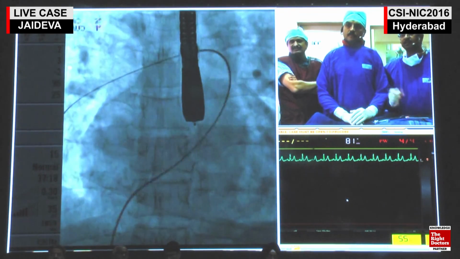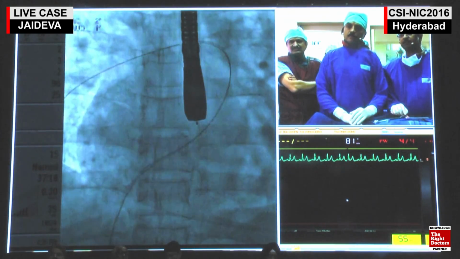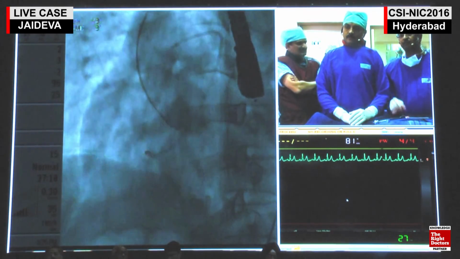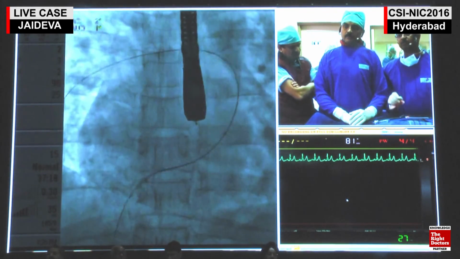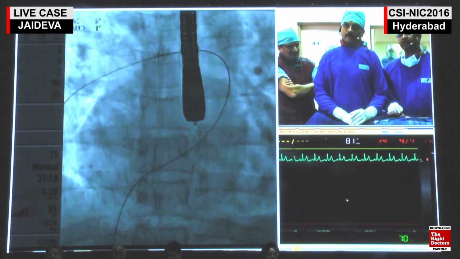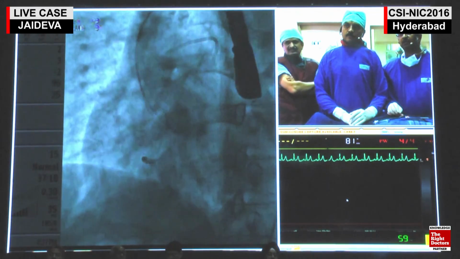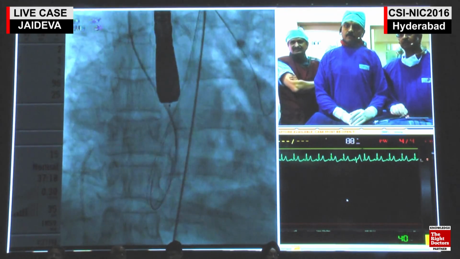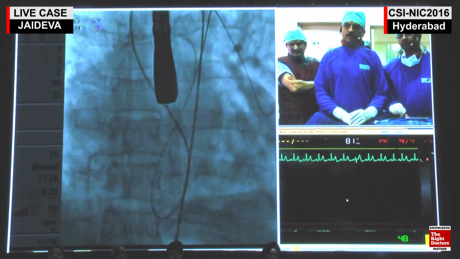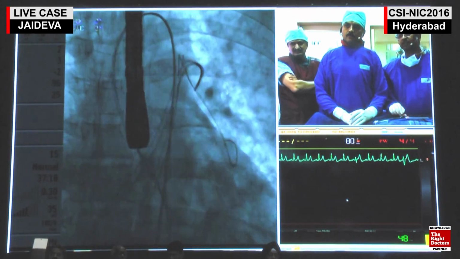Next. Yeah, this is measuring the PA pressure. The PA pressure was 50, the systemic pressure is 100. Next. So crossing from the aortic end is always mandatory. We cannot cross from the venous end, as you know that.